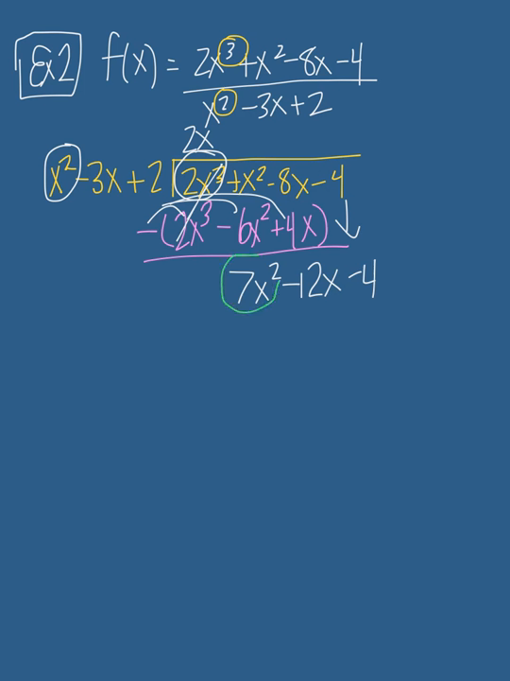Now I start the process over again with the first two terms. So 7x squared divided by x squared is 7. And then once again, I'm going to multiply the 7 times everything that's over here.